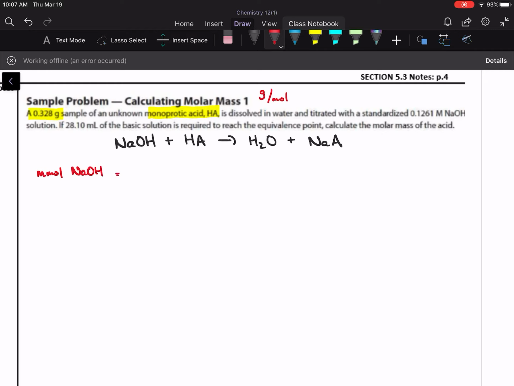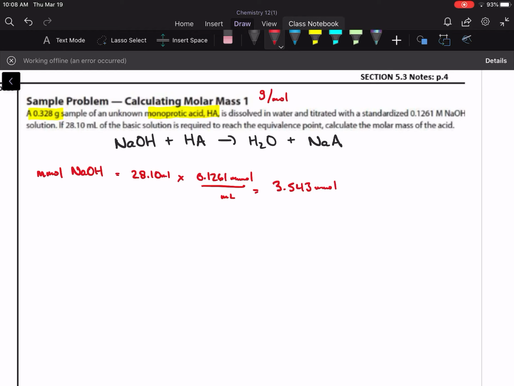So I'm going to do 28.10 mL times 0.1261 millimoles per milliliter. That works out to being 3.543 millimoles.